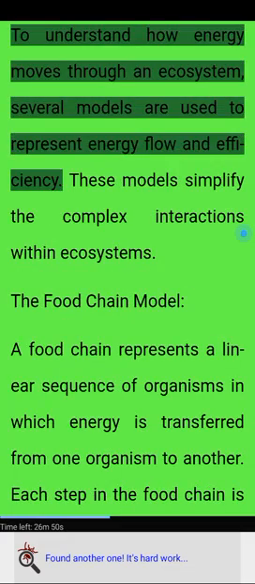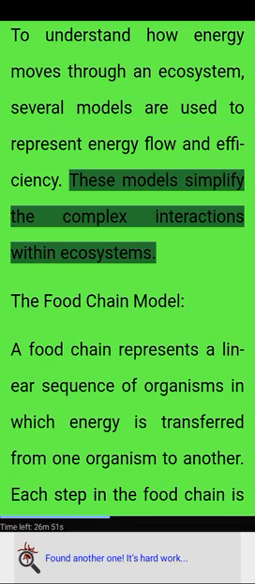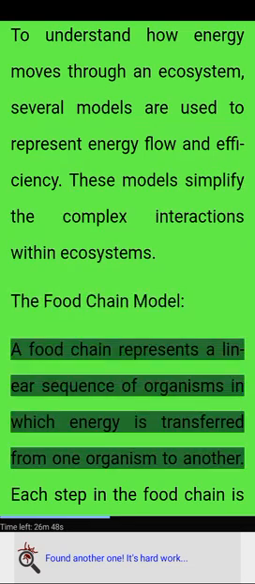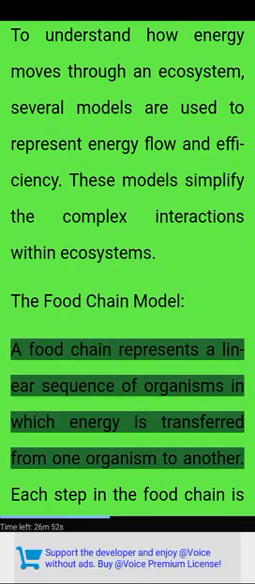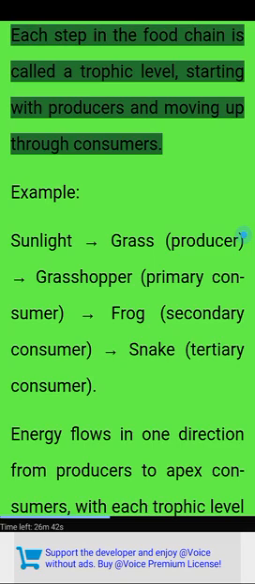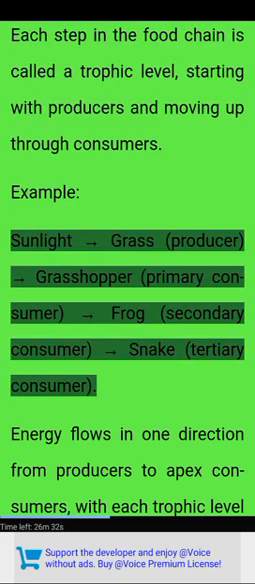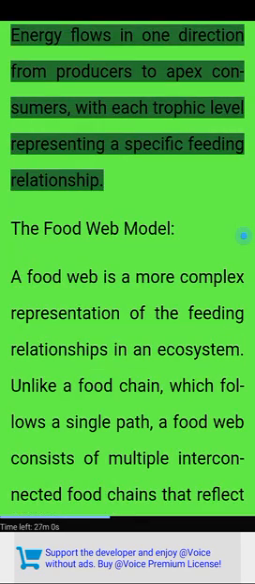Energy flow models. To understand how energy moves through an ecosystem, several models are used to represent energy flow and efficiency. These models simplify the complex interactions within ecosystems. The food chain model. A food chain represents a linear sequence of organisms in which energy is transferred from one organism to another. Each step in the food chain is called a trophic level, starting with producers and moving up through consumers. Example: Sunlight → grass (producer) → grasshopper (primary consumer) → frog (secondary consumer) → snake (tertiary consumer). Energy flows in one direction from producers to apex consumers, with each trophic level representing a specific feeding relationship.